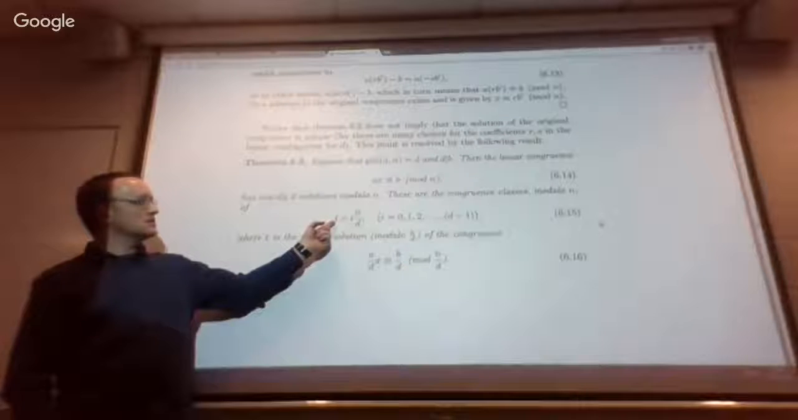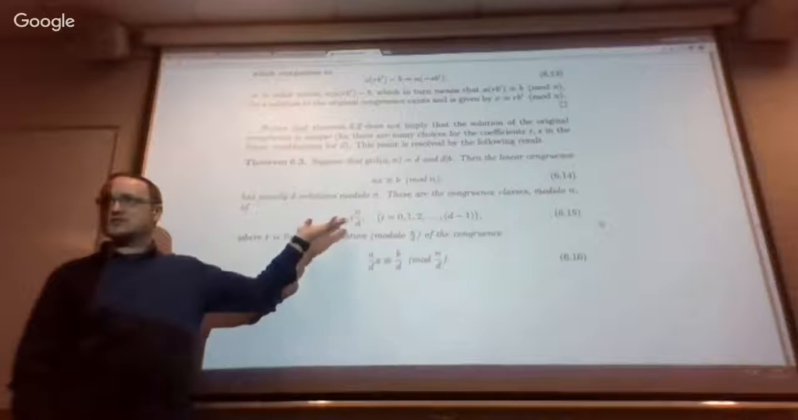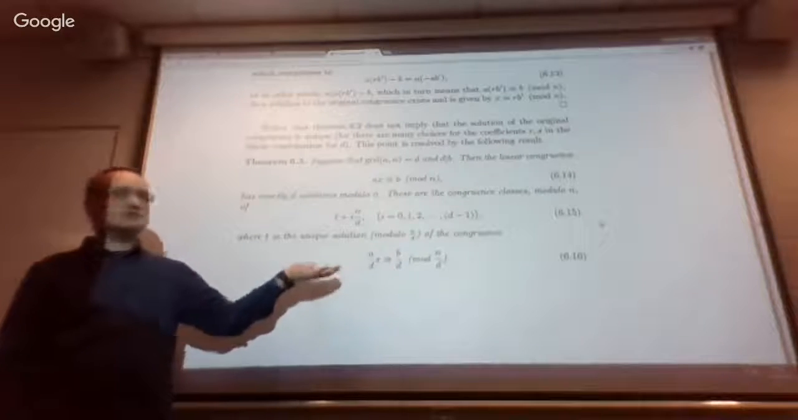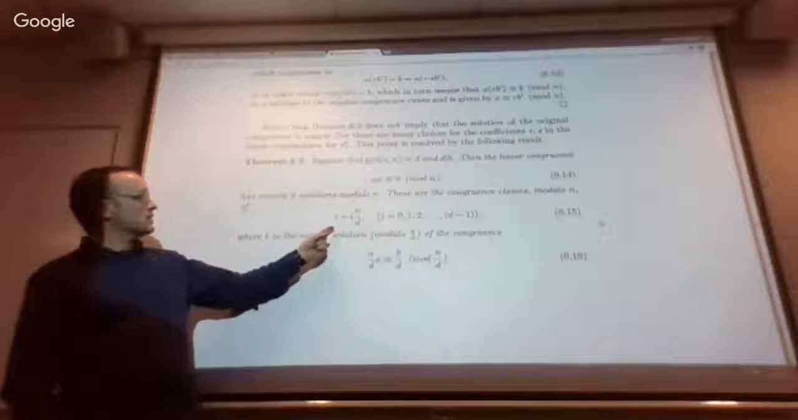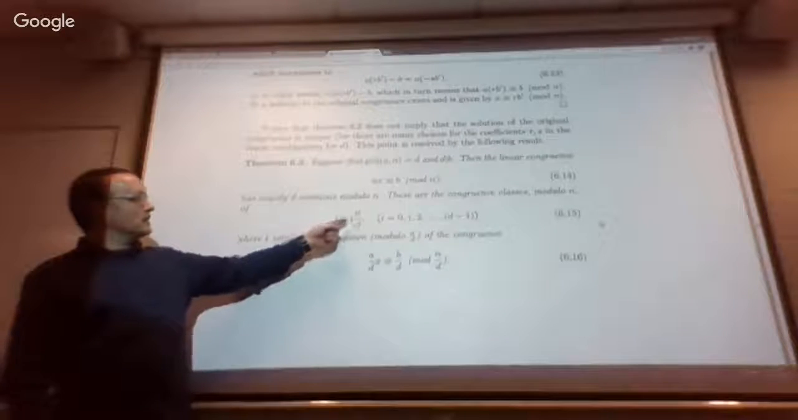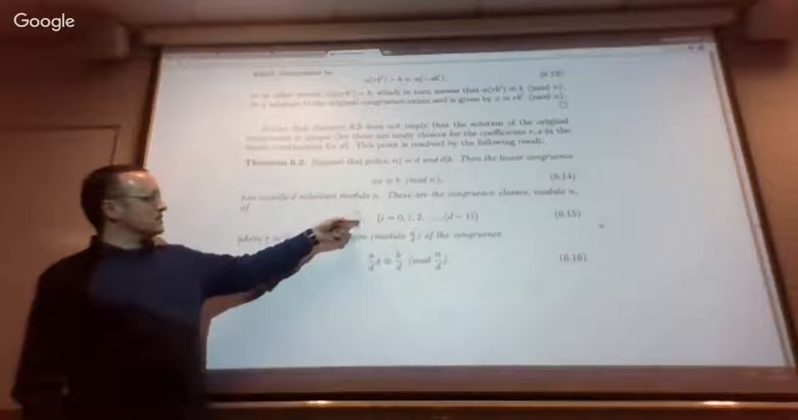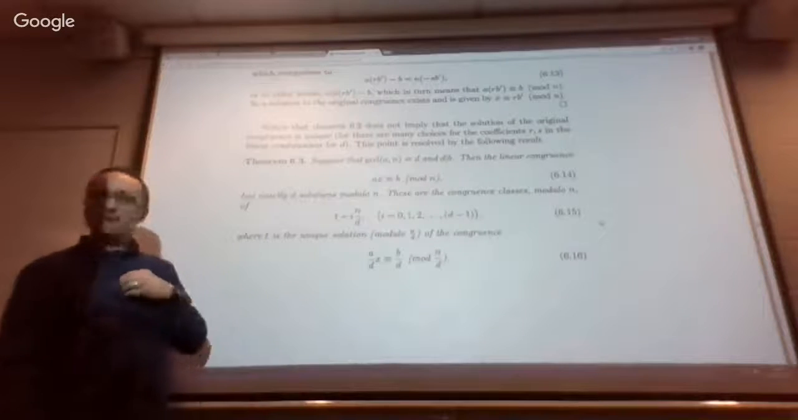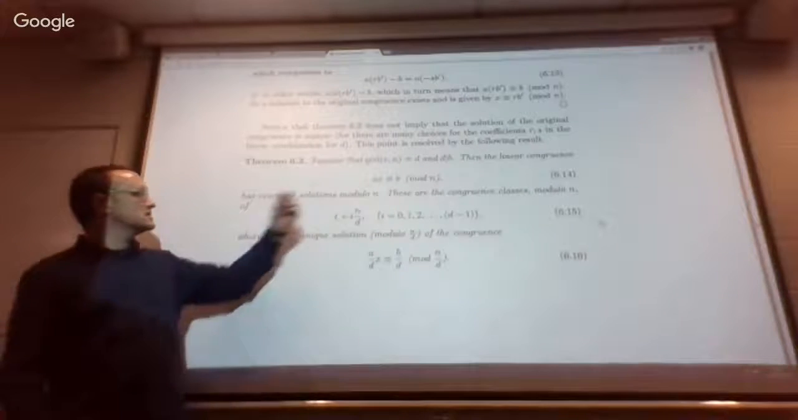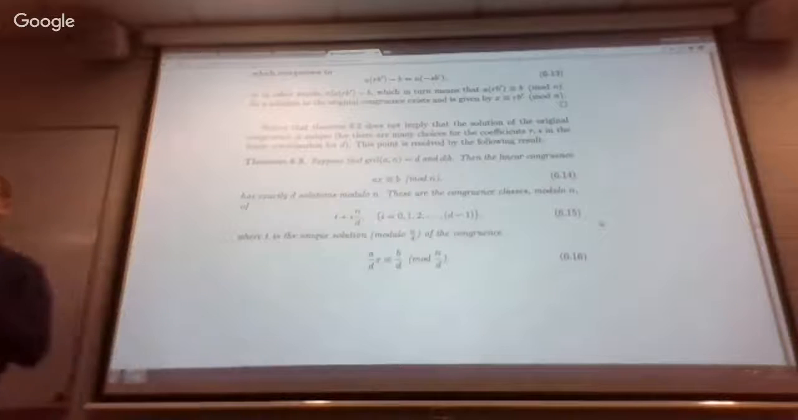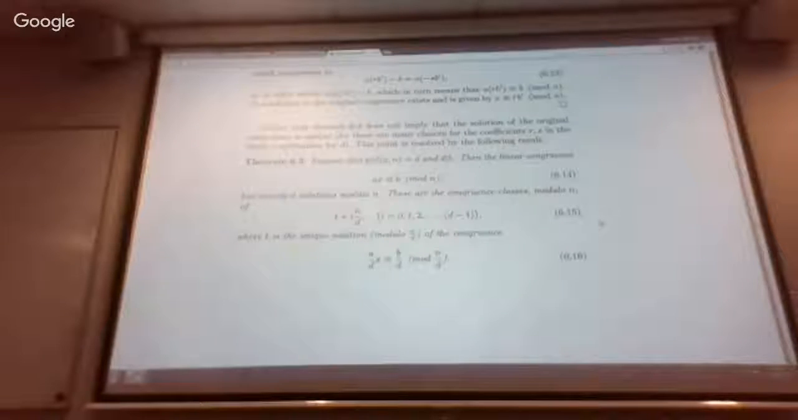So you choose your t, by convention you always choose the smallest positive one, it's the easiest one to work with. Bring it up here, then you've got the parameter i and this fixed value n over d, and that will generate representatives of the d different solutions to your congruence.